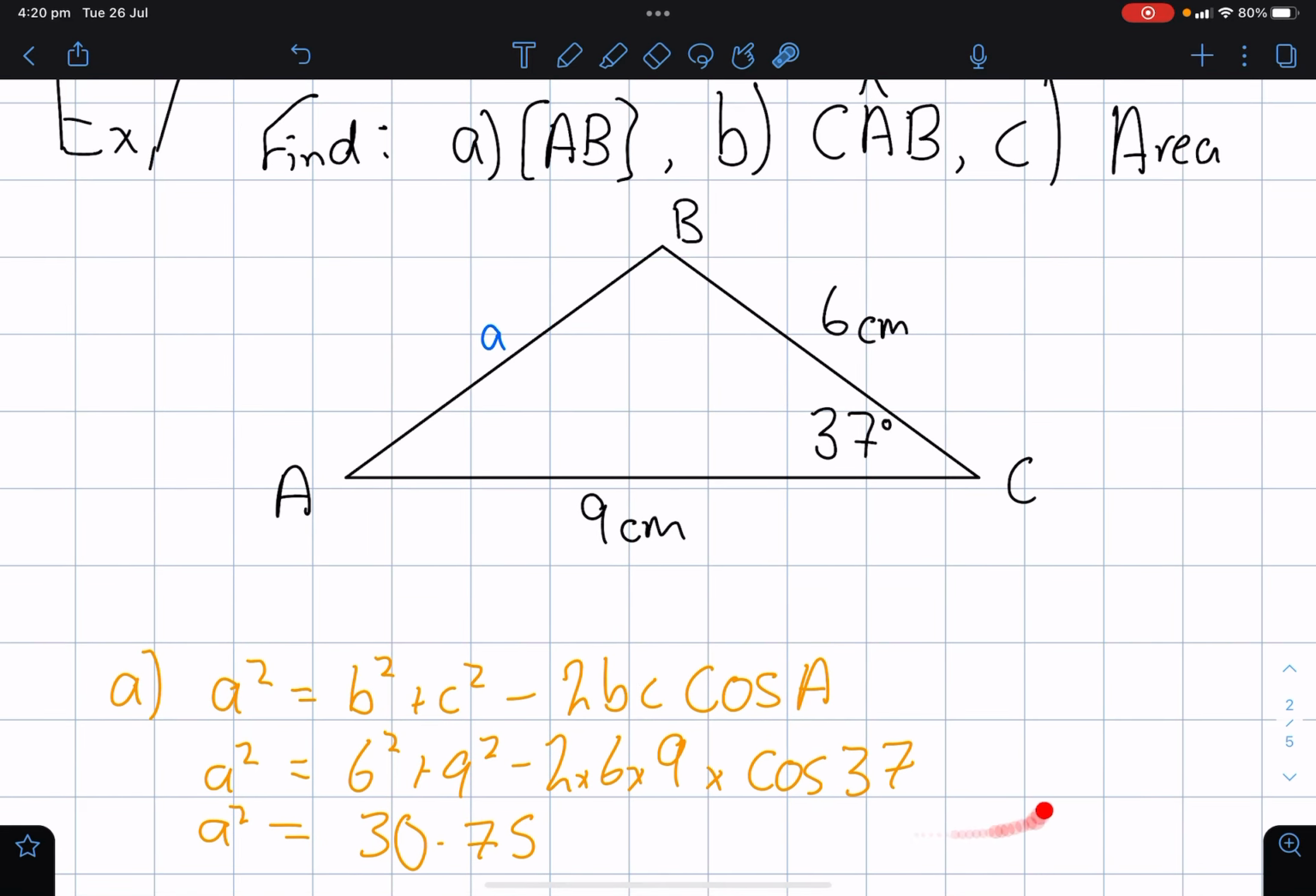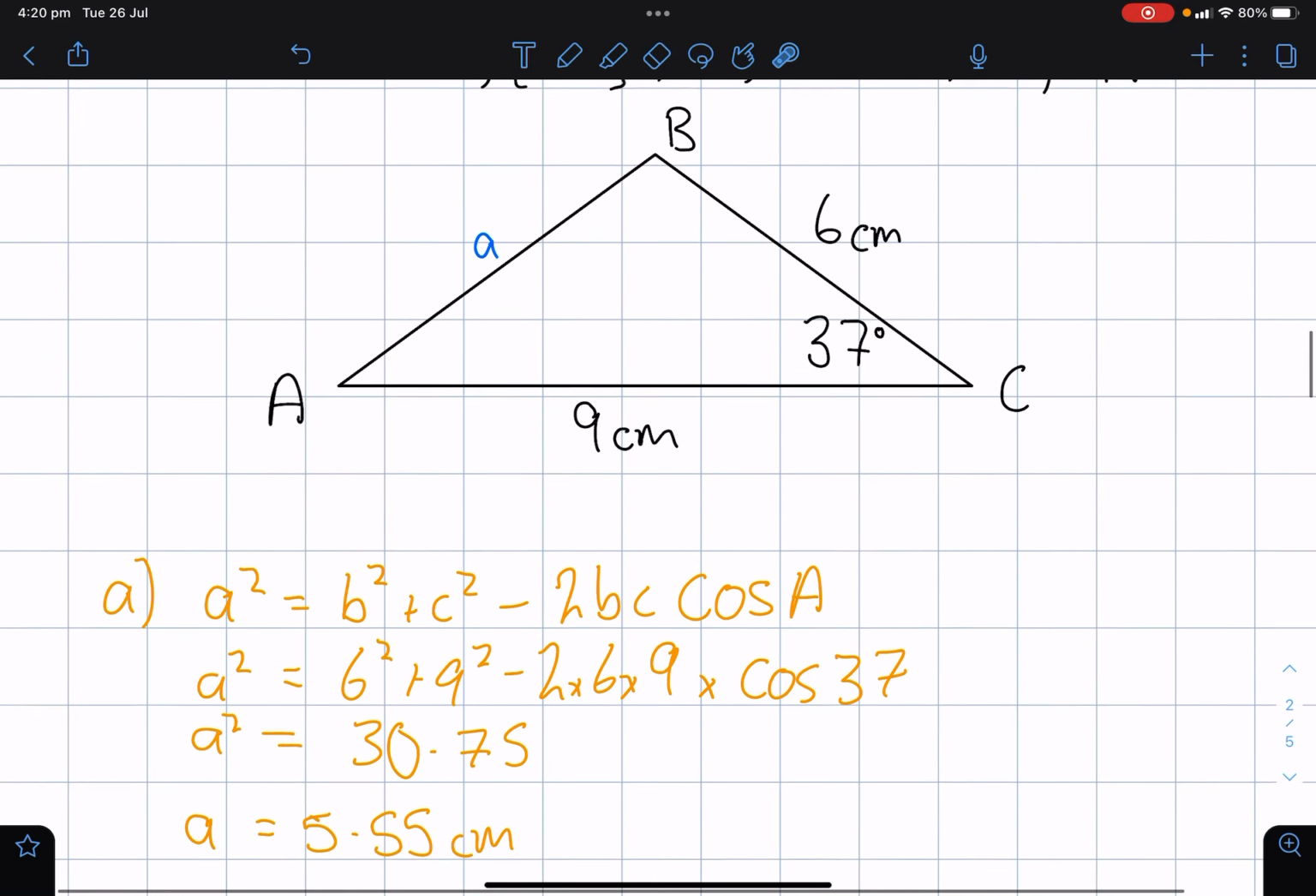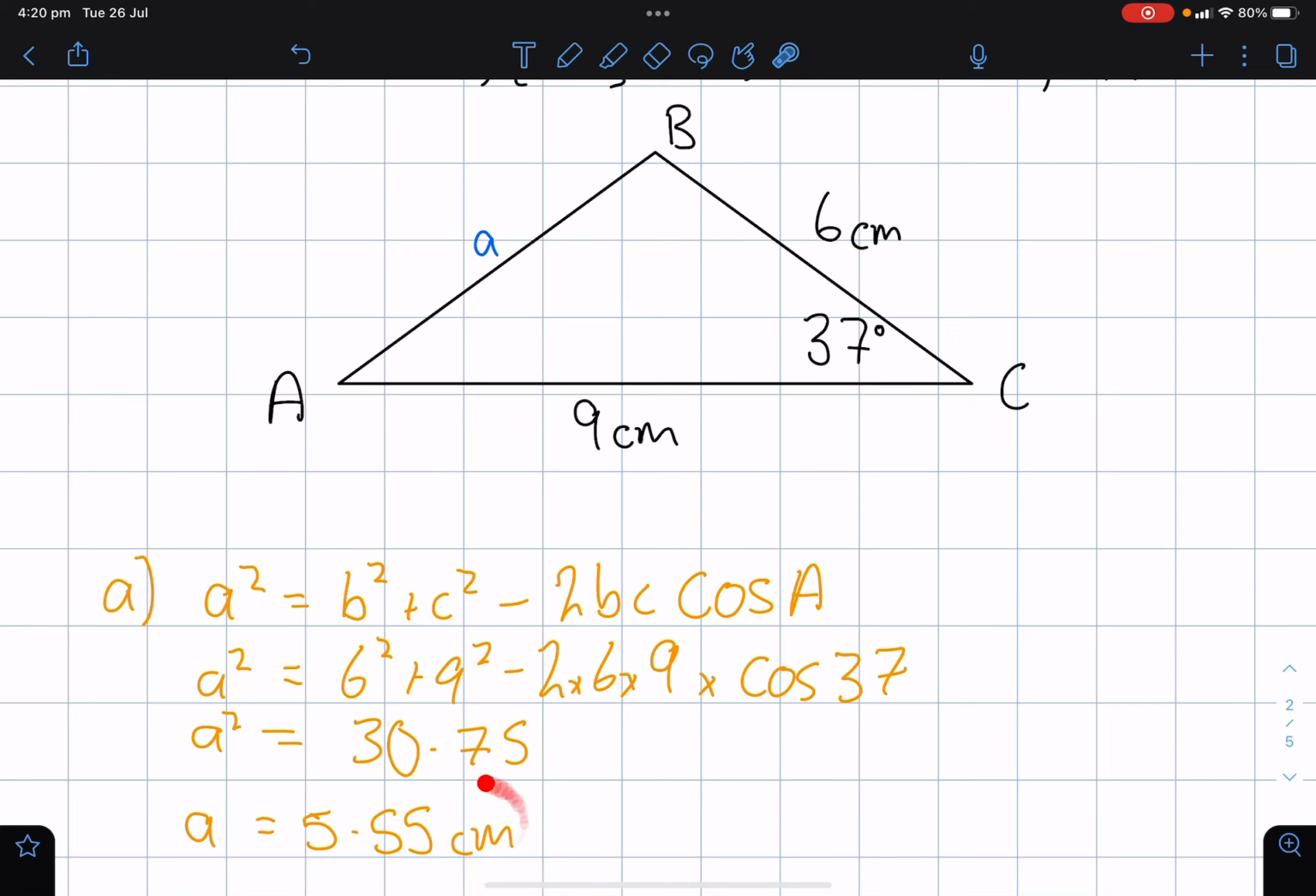So putting this all into your calculator, a squared equals 30.75. A is equal to 5.55 centimeters approximately. Now, I know that we harp on that when we take the square root of both sides, we need to put plus or minus, but when we're dealing with length, we reject that negative solution and we keep the positive. So that's part A done.